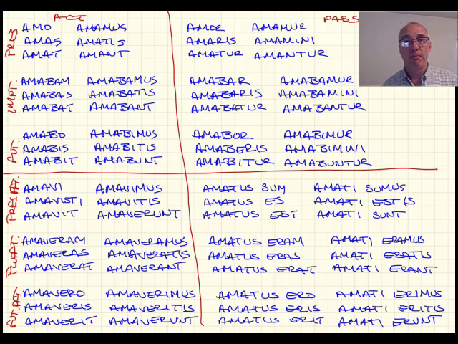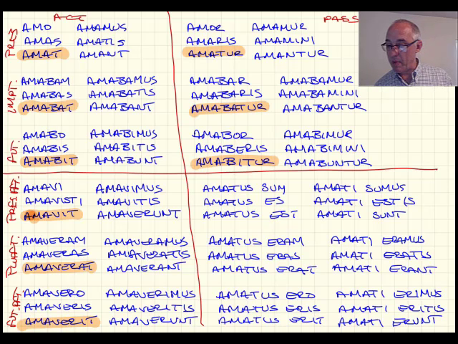A synopsis. What if I were to say, give me a synopsis of amo in the third singular? What that means is you would grab the third singular form of every one of these. And you would write down amat, amabat, amabit, amavit, amaverat, amaverit, amatur, amabatur, amabitur, amatus est, amatus erat, amatus erit.